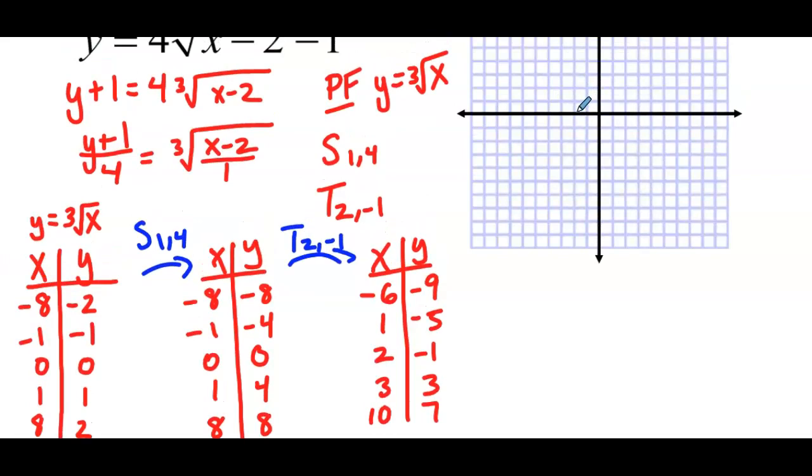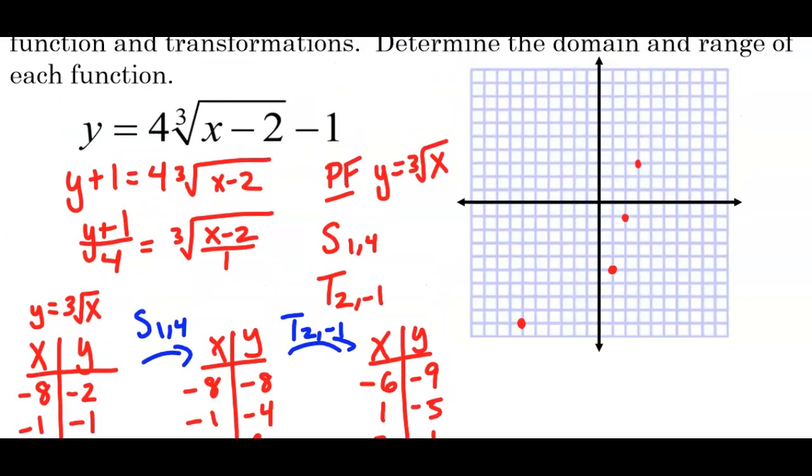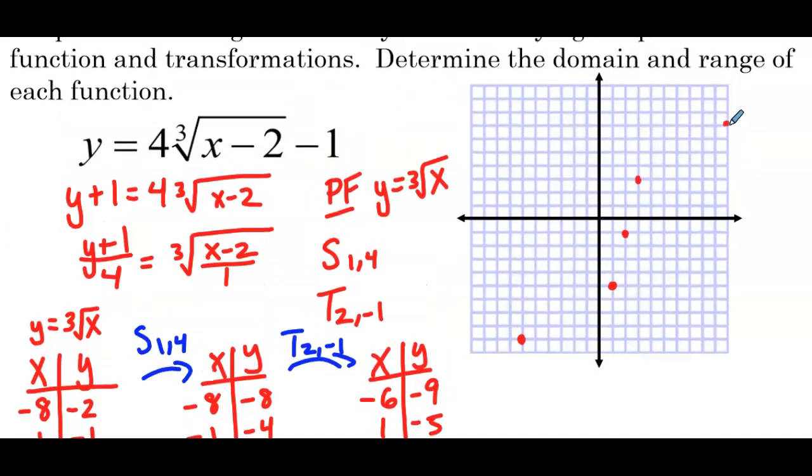So negative 6, negative 9, 1, negative 5, 2, negative 1, 3, 3, and 10, 7. Okay, so we have a cube root graph, so I'll start at the middle point.